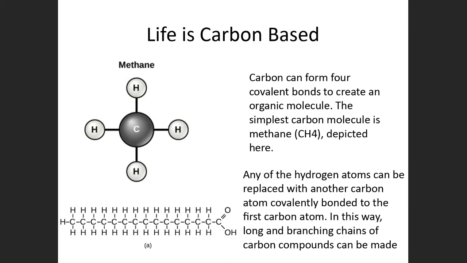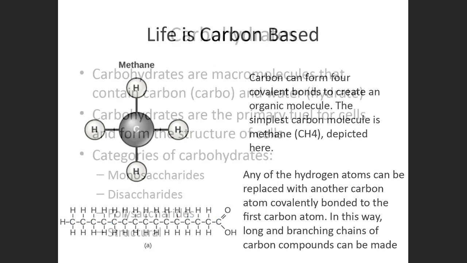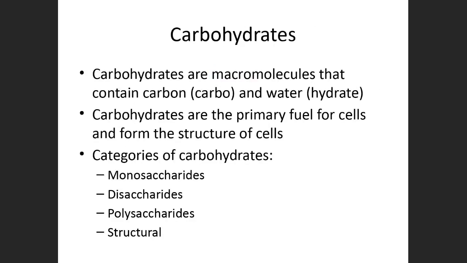Let's look at this one. I don't know how many carbons we've got here. 1, 2, 3, 4, 5, 6, 7, 8, 9, 10, 11, 12, 13, 14, 15. But we could have had 20 or 100, right? You can just keep adding carbon. So a carbohydrate is a macromolecule that contains carbon and water. And these are the primary sources of fuel for our cells, right? You have to eat your breakfast to get your energy.